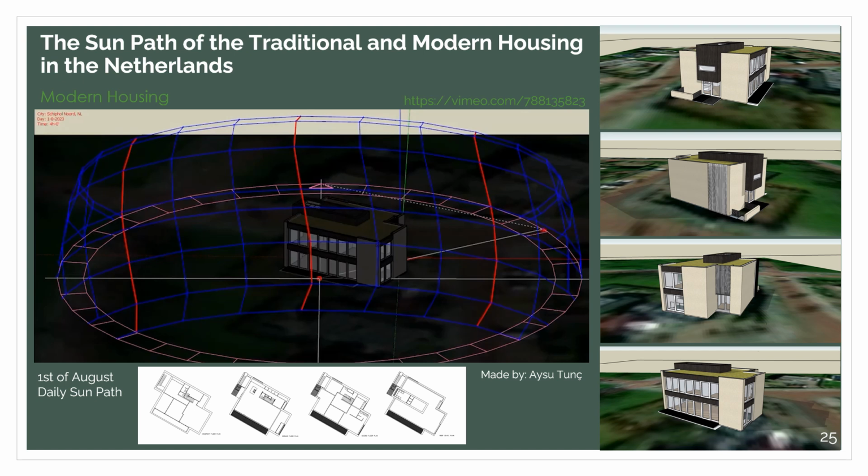In this slide, we can see a modern house that can be found in the Netherlands. In this type of house, they use stone as a main material, and it has a green rooftop. In this video, we can also see a daily sample of this building on the 1st of August.